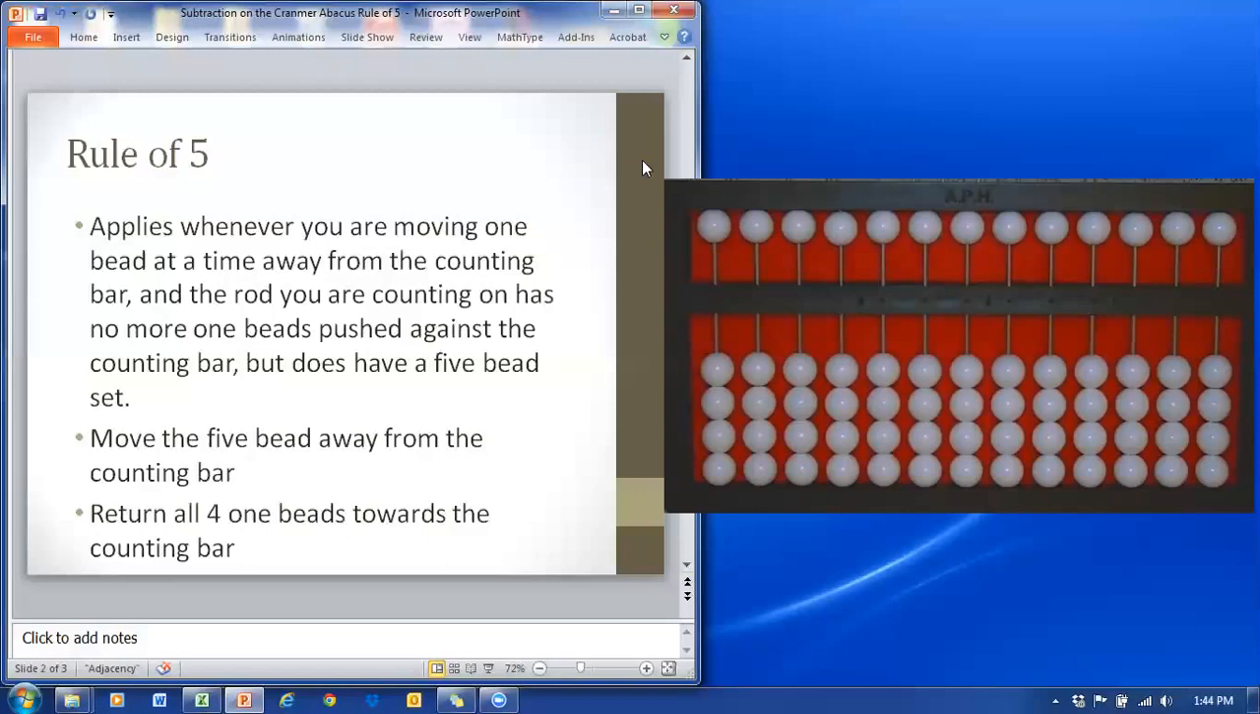Let's look at why this is. If I have my 5 bead down and I want to subtract 1, think about what it would look like. I would have to take the 5 away, but what comes right before 5 is 4, which would be the 4 1 beads. So notice how the 5 bead moved up, but so did the 4 beads below it. So anytime I have 5 and I want to subtract 1, I'm going to move that 5 bead up and return the 4 below it. Now let's look at some examples of when we would want to do this.